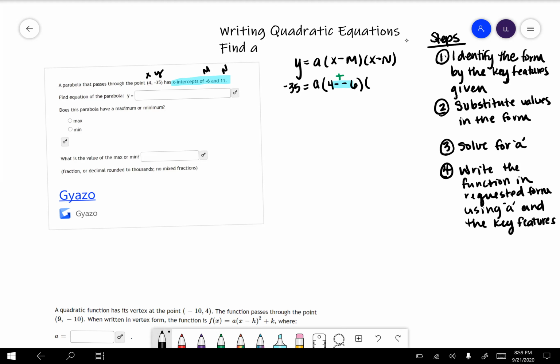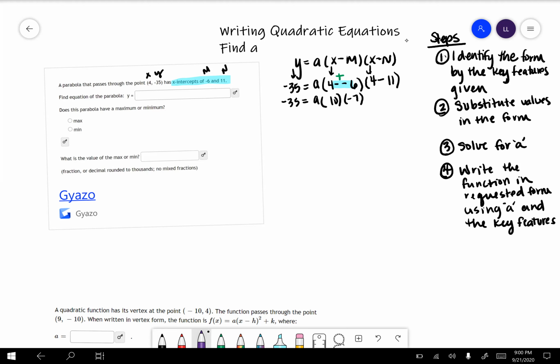And x again is 4. So everywhere I see x, I'm going to put the number 4. And n is a positive 11, so I'm going to say minus 11 here. Now I'm going to use the order of operations to simplify. So here we go. We have 4 plus 6, which is 10, and 4 minus 11, which is negative 7. There you go. Now we're ready to simplify even further.